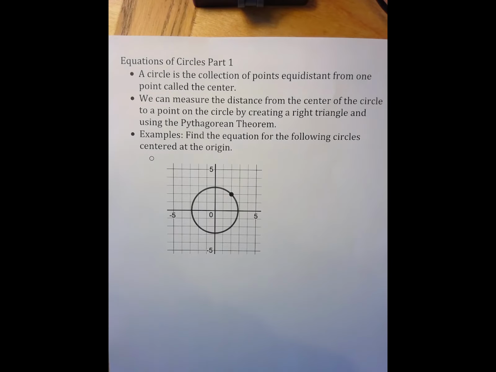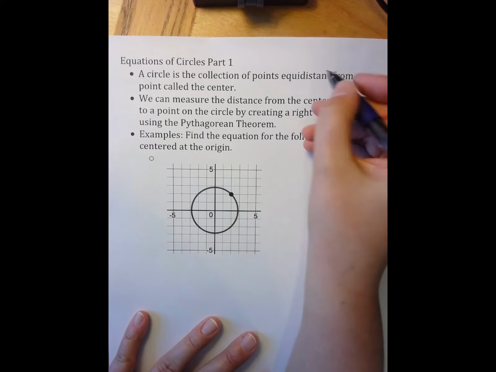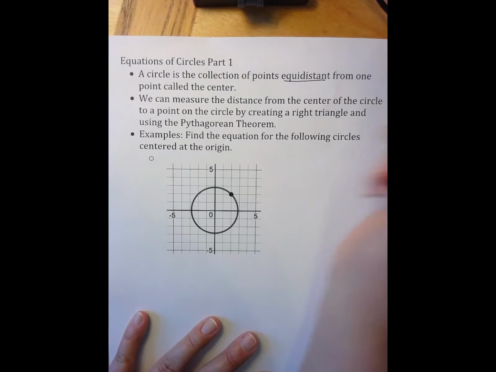This is part one of equations of circles. For this part, we're going to talk about the center of our circles being at (0, 0). So first, definition: a circle is a collection of points equidistant from one point called the center.